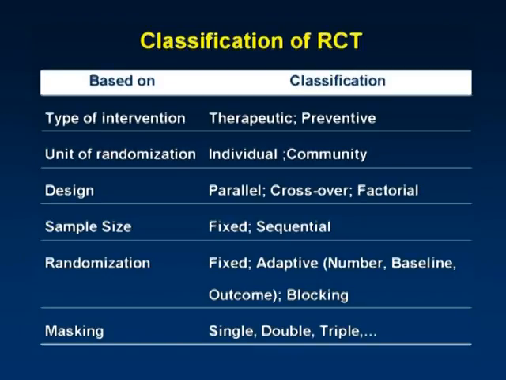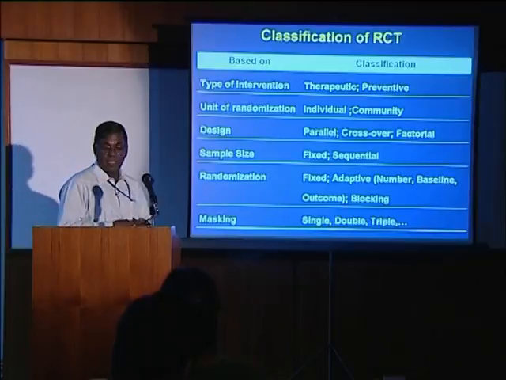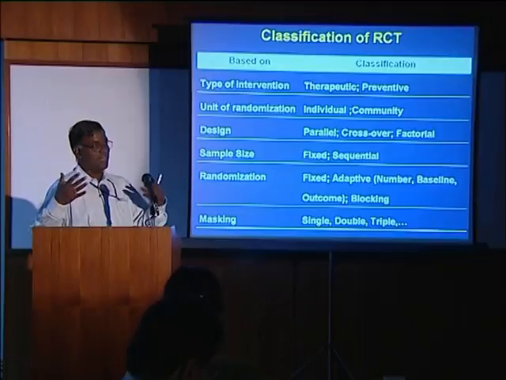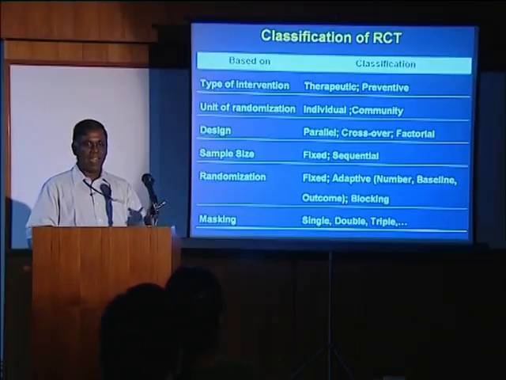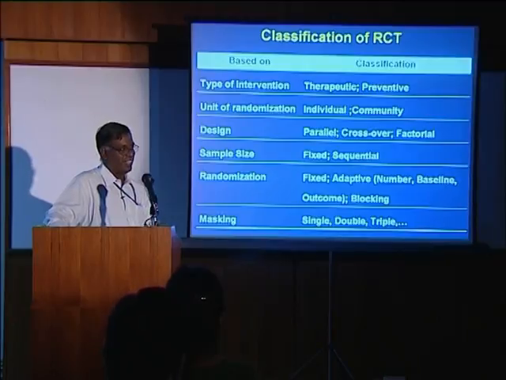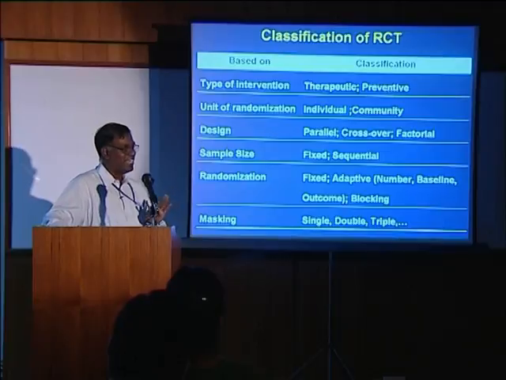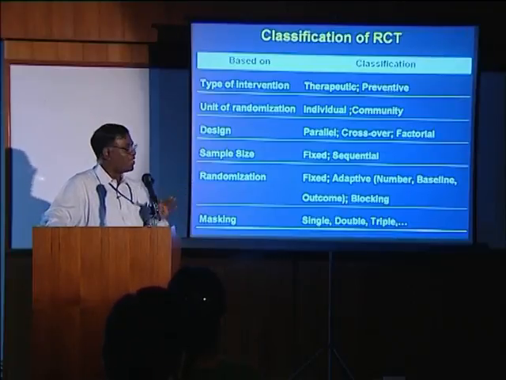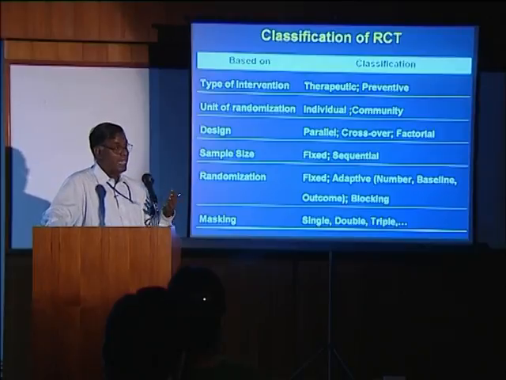Then the last aspect depends on masking. Masking is also called blinding. A trial could be a single blind trial. In single blind trials the patient does not know what treatment he is receiving. In fact, when you go to any clinician, physician, it is a single blind treatment only. The doctor never says what treatment he gives and what sorts of diagnosis. Double blind is where both the patient and the doctor do not know.